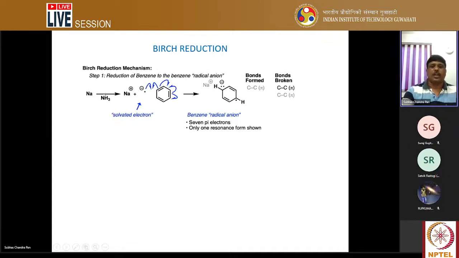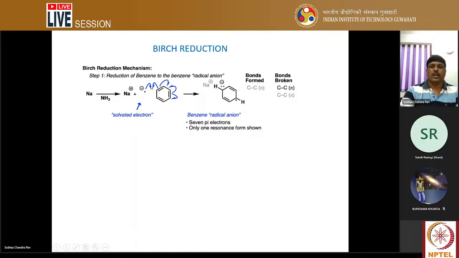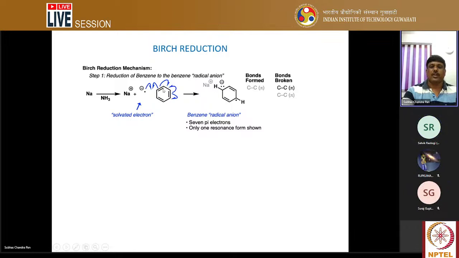Now the mechanism is that in the presence of liquid ammonia, sodium goes to sodium plus, and one electron is liberated. That is called the solvated electron. That adds to the benzene ring, and after adding to the benzene ring, it forms a radical anion. This stays in 1,4 fashion so that repulsion will be minimized.